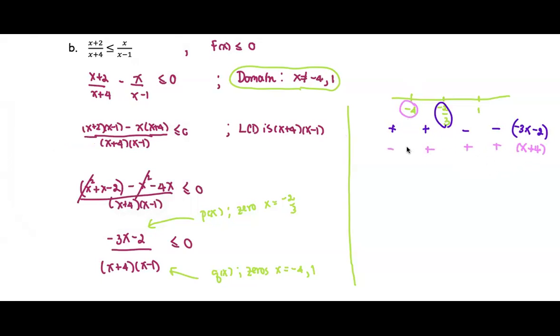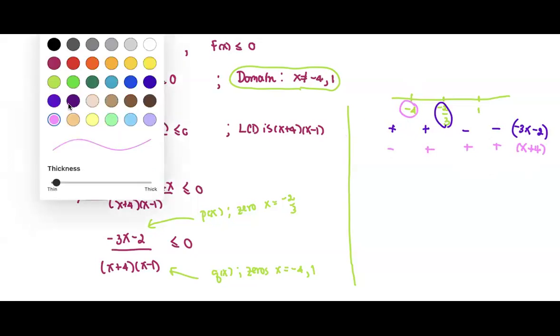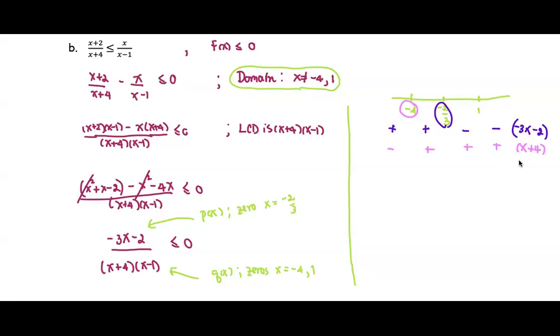Negative 5 plus 4 is negative 1. So the sign will be negative. And then the last factor, which is the factor x minus 1. The 0 is at 1 here. You pick the number on the right side, for example, the value 2.